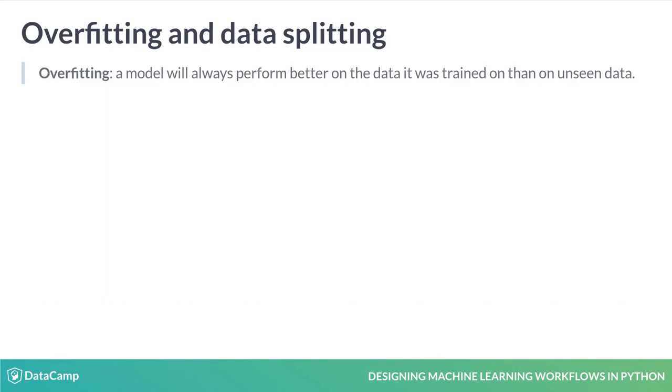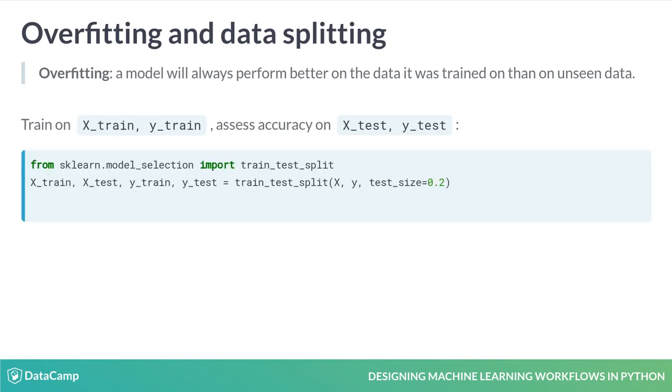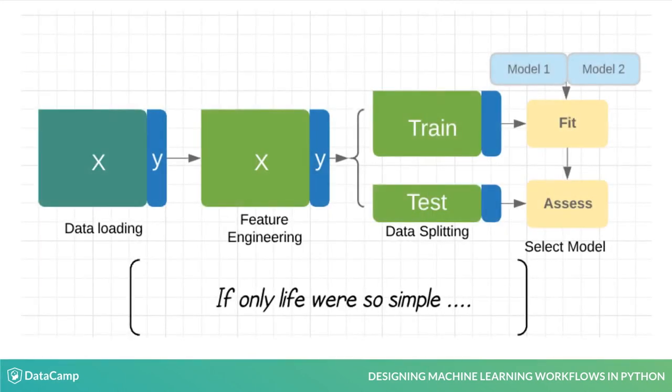Instead, it is better to keep aside some data as test data for performance assessment and model selection. First, use the train test split function from the model selection module for this. Then, fit the model on the training data and use it to predict the labels of the test data. So there you are. You now know how to fit a classifier to a dataset without overfitting. Load your data, engineer some features, split into training and test, and select the best performing model.